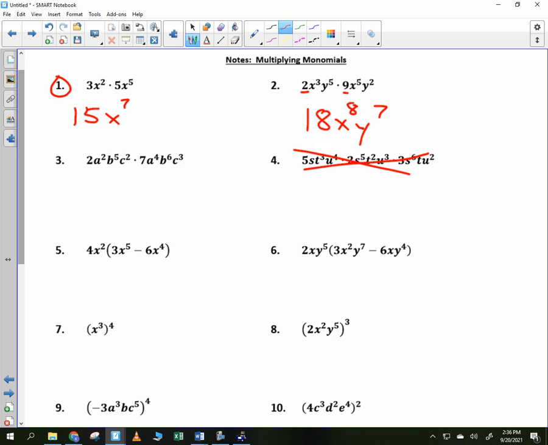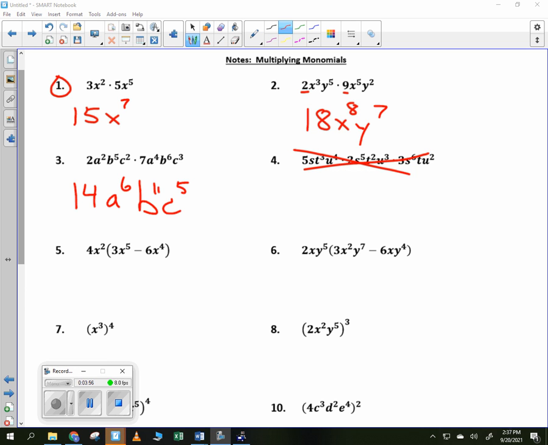Please try number 3 on your own. Go ahead. You check your answer. We should have 14, a to the 6th, b to the 11th, c to the 5th. Did I do that correctly?